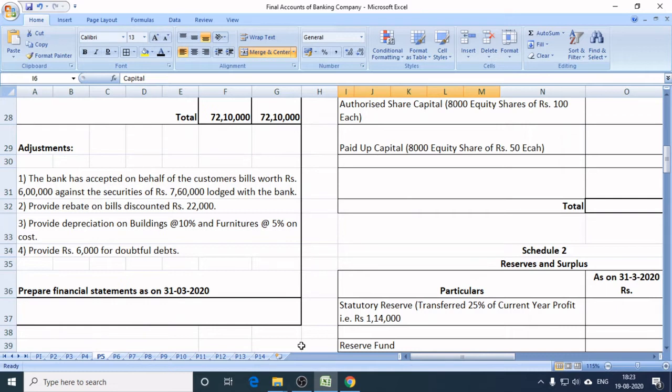Their depreciation rates are mentioned in the adjustments, and it is to be charged on cost value, not on book value. It is important. We have to charge depreciation on cost value of buildings and furniture, and finally we have to make a provision for doubtful debts.